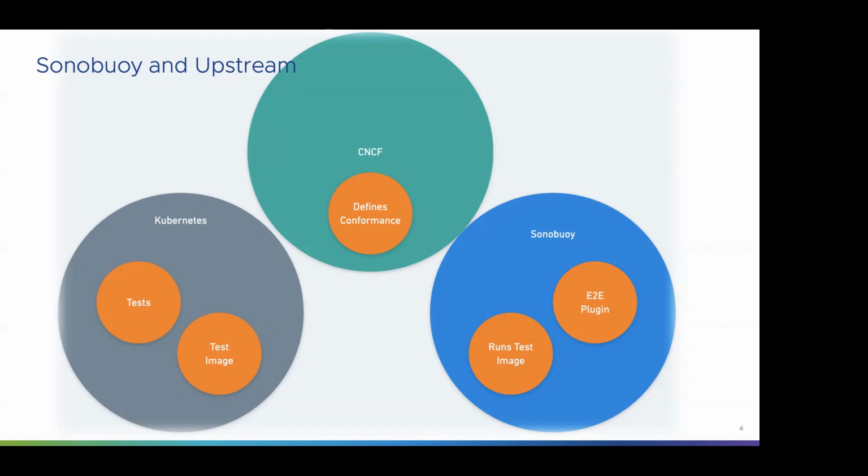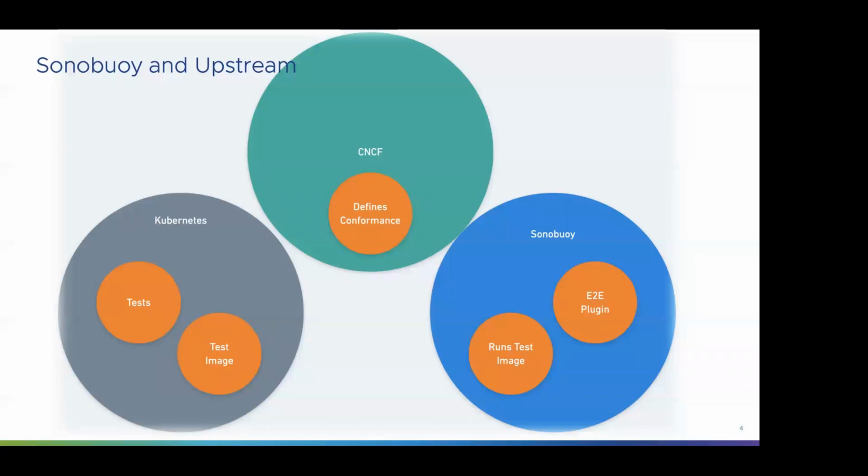But they don't actually write the tests. They don't own the tests that define conformance. All the tests live in the actual Kubernetes repo. So as new versions come out, the tests keep getting put into that repo. Likewise, the Kubernetes repo and the test infra repo, they are the ones responsible for actually building the test image. That is bundling up all those tests with a few tools to run them. And that's published on every release. That is part of the upstream Kubernetes community.